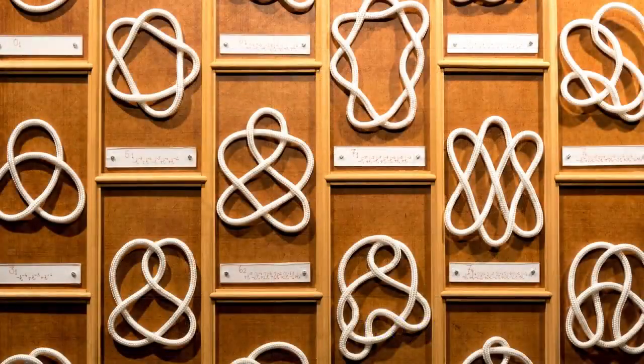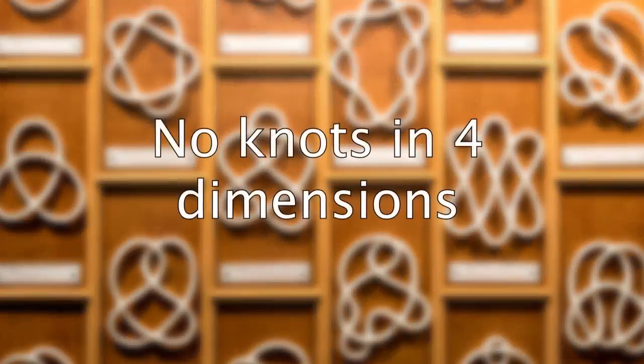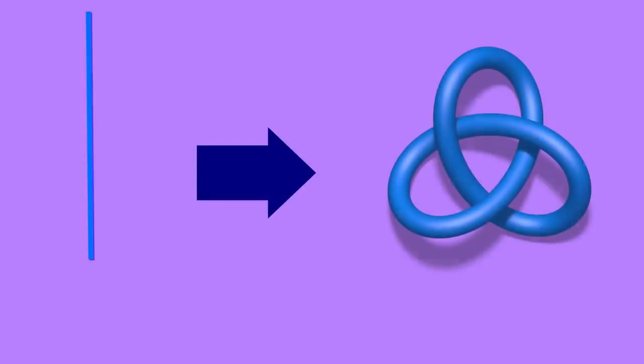The last thing I wanted to mention about 4 dimensions though, is that there are no knots like the ones we're familiar with in the 4th dimension. Well, other than the trivial knot, which isn't really knotted. The reason is because a knot can be thought of as a one-dimensional string embedded in 3-dimensional space, as it needs that 3rd dimension to exist.